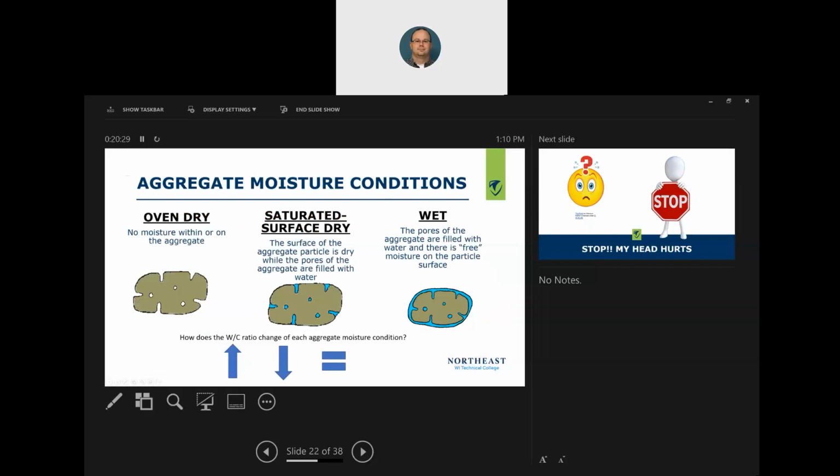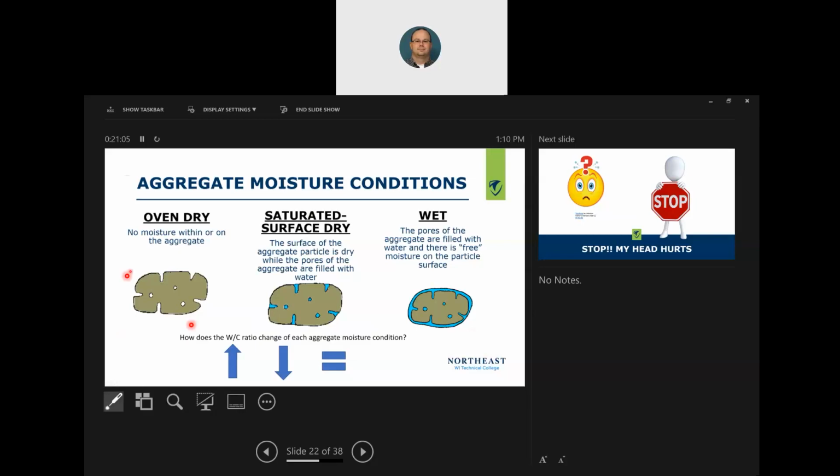All right, let's talk about aggregate moisture conditions. Remember this part again? Oven dry: no moisture within or on the aggregate. Saturated surface dry: the surface of the aggregate particle is dry while the pores of the aggregate are filled with water. And wet: the pores are filled with water and there's free moisture on the particle surface. So how does the water cement ratio, W/C, change with each aggregate moisture condition? Let's do some scenarios here.